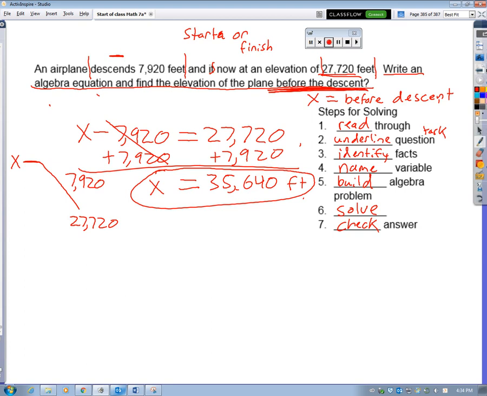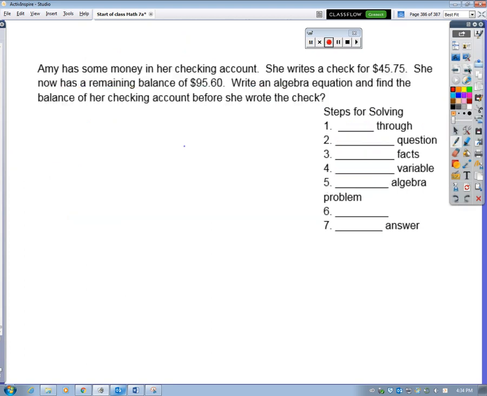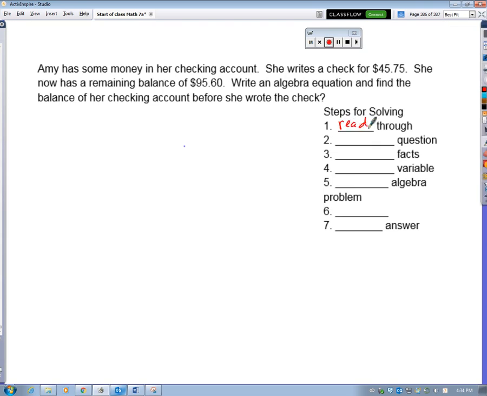Alright, I have one more problem for us to work through, and then I'm going to give you a try at this problem. Okay, we're going to go through our same steps. We're going to read through this problem. Amy has some money in her checking account. Alright, she writes a check for $45.75. She now has a remaining balance of $95.60.